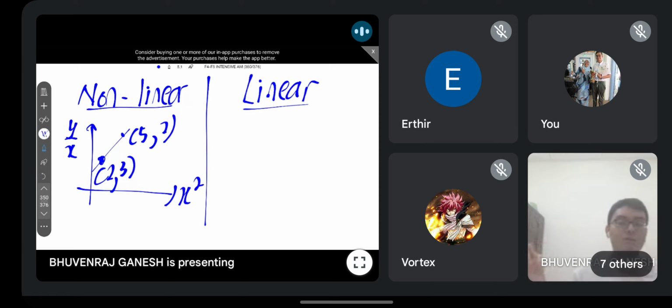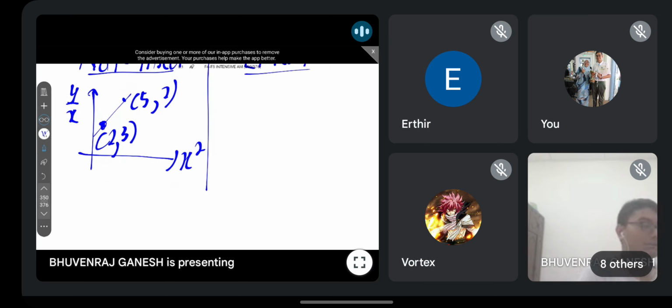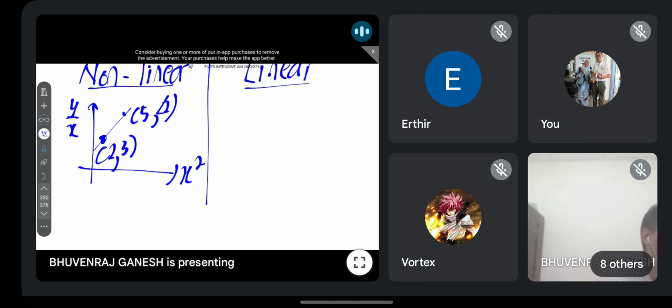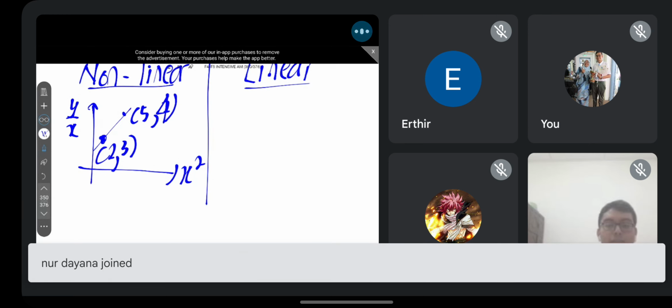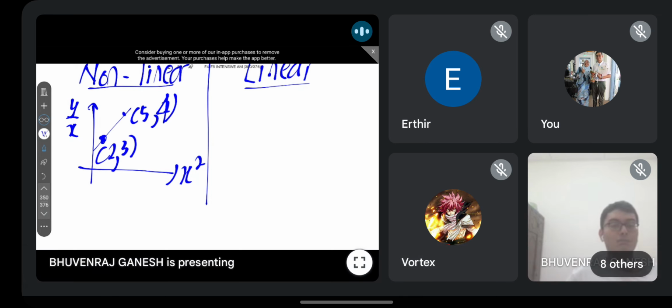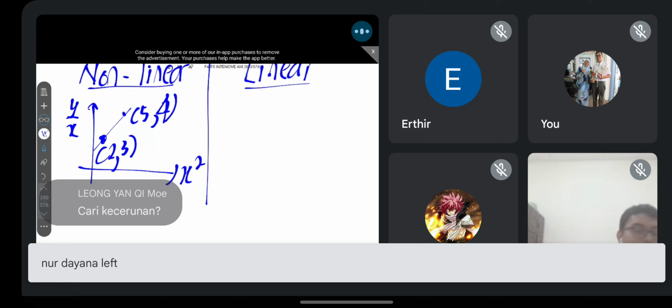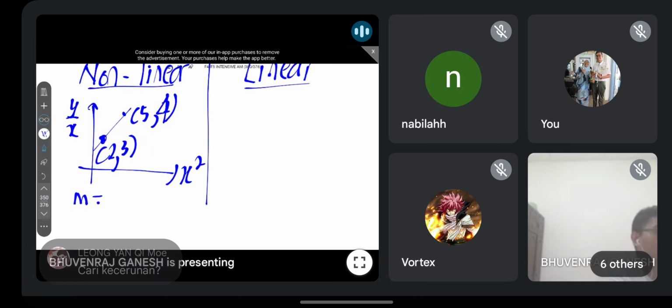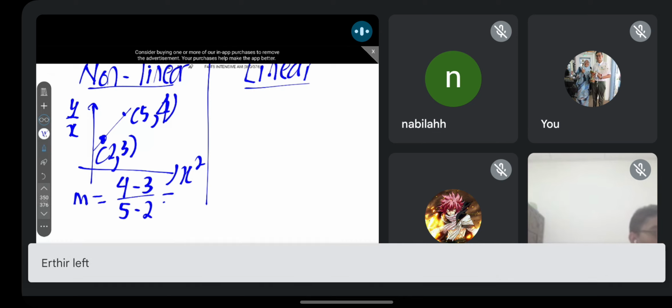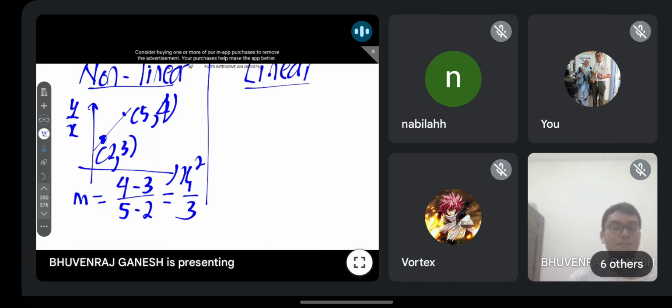Okay, guys, can you tell me how to write the expression for this graph? What is the first step to get the equation? Yes, very good, Yanchi. Find the gradient. You take 4 minus 3 over 5 minus 2, so you will get 1 over 3. So the gradient is 1 over 3.